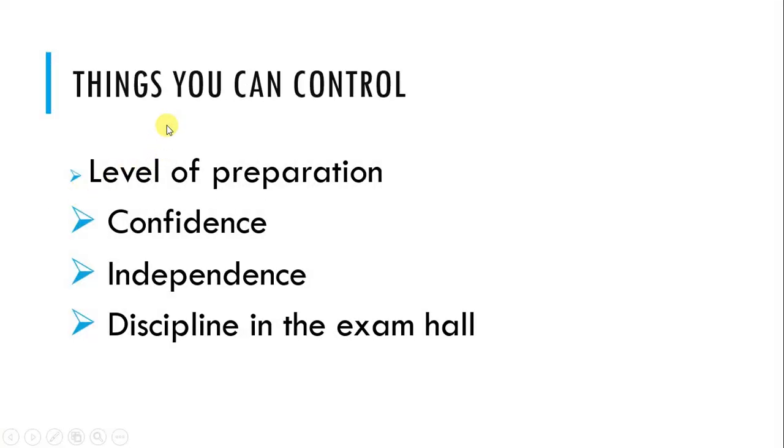Then we also have those factors that you can do something about. They include the level of your preparation, your confidence, and independence and discipline in the exam hall. Let's take them one after the other. Level of preparation: how well prepared are you for the exam you are about to write? Have you actually learned well? Have you done your best to prepare? That is the question for this factor. Have you been sleeping over your books, or have you been doing justice to your books?